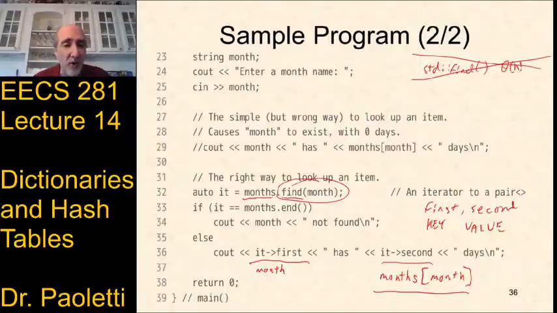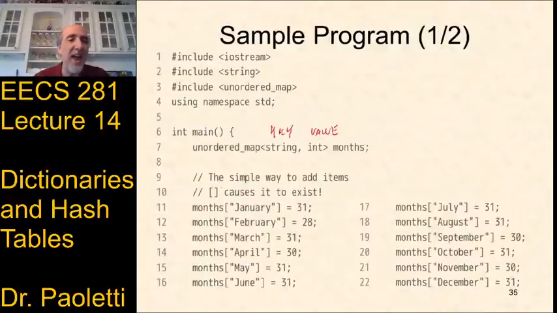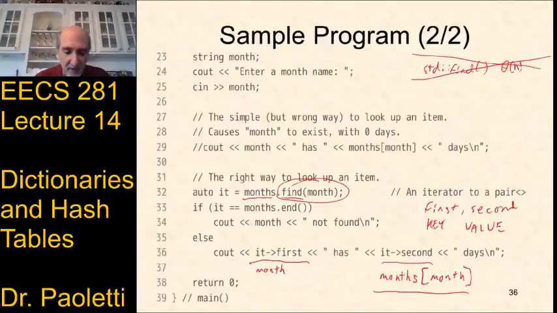Now let's look back at the wrong way to do it. The wrong way to do it is to go straight to the square brackets operator. Now the square brackets was great when I wanted to add to the hash table. The problem is here, before the cout even finishes, months square bracket month must return a value. If it doesn't exist, it must exist. It gets created in the hash table with the value 0.